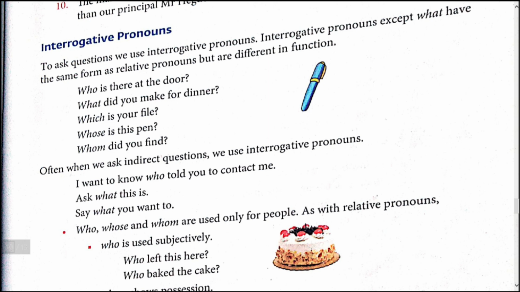Next one, a rule is given. Who, whose and whom are used only for people. Once again, who, whom and whose are used only for people, as with relative pronouns. Here some examples are given with sub-rules. First rule, who is used subjectively. In subject place, who is used. Let's see. Dash left this year. Here your answer will be who left this year. Next one, dash baked the cake. So who baked the cake.